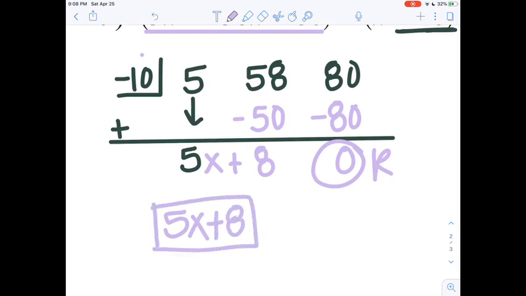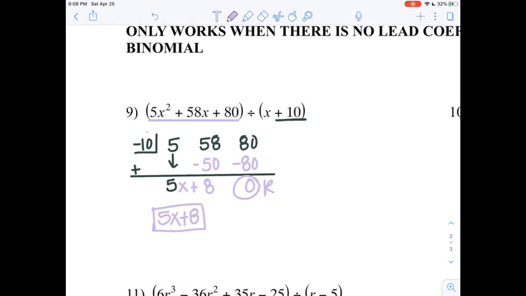so my final answer is 5x plus 8. Now, let's say we were dividing with something that was x to the 4th. That means that my answer would start with something with x to the 3rd, and then it would go x squared plus x plus some number.